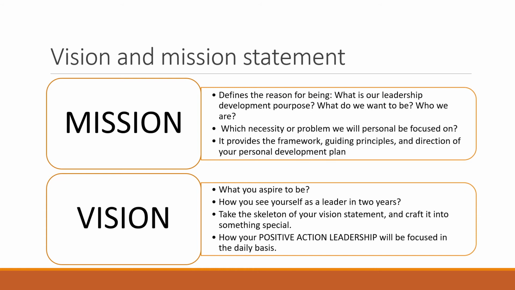Okay? So you will have to research, for example, different kinds of missions of organizations, and then you adapt it for your personal mission using the specific values and insert the problem there. Then your vision is the aspirational aspect of what you want to do. How do you see yourself as a leader in 2 years? Then take the skeleton of your vision statement and craft it into something special for your future. And then in the vision, you will have to answer this question: how will my positive action leadership focus on a daily basis?